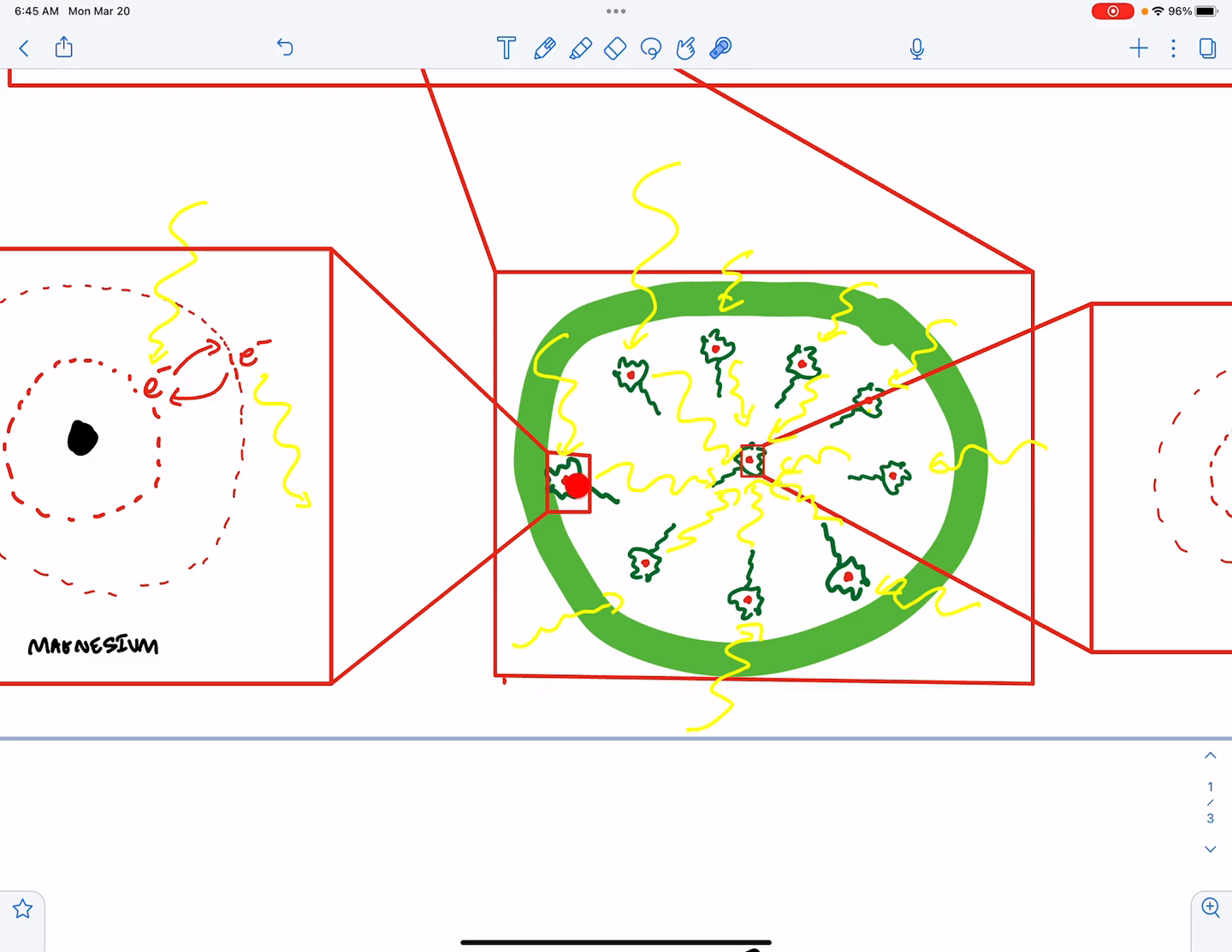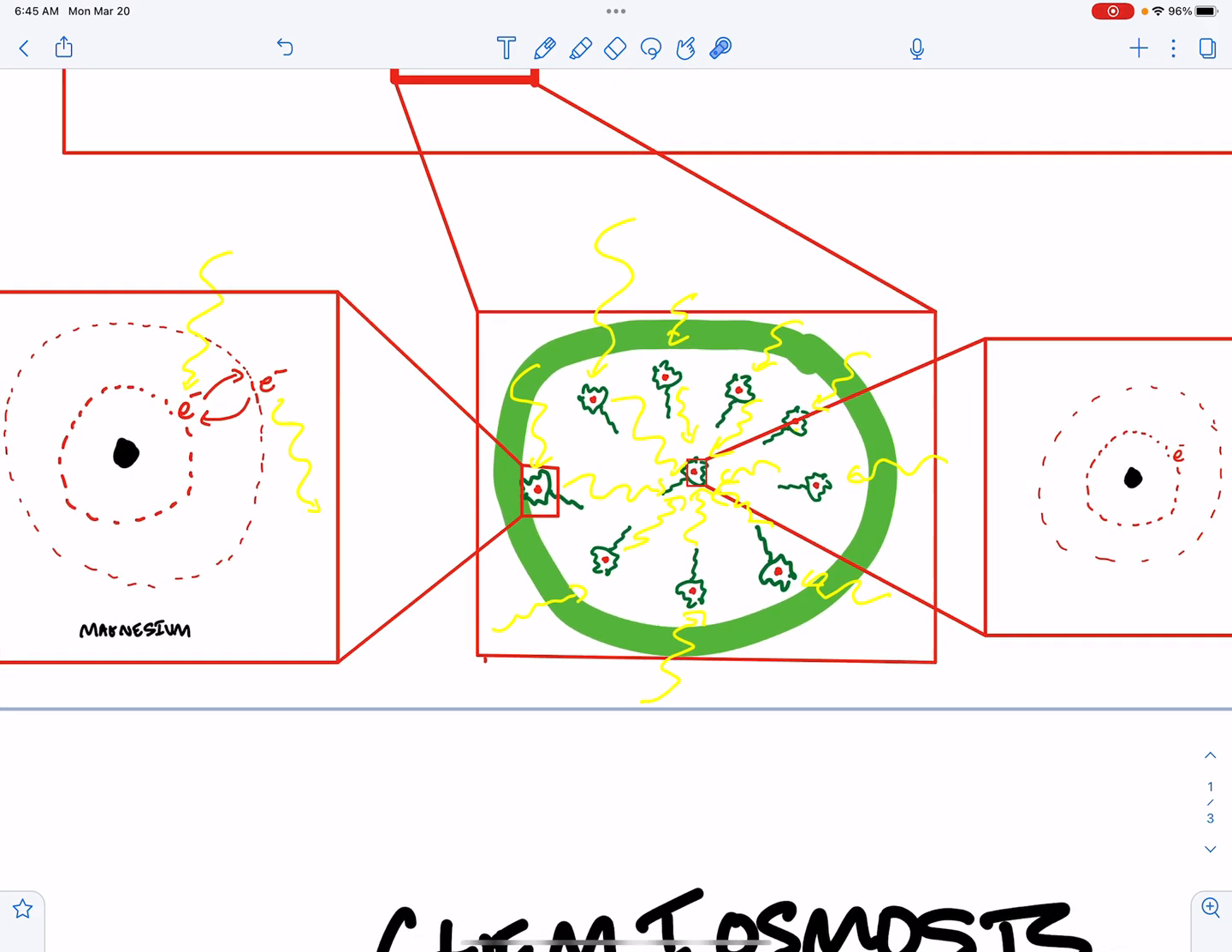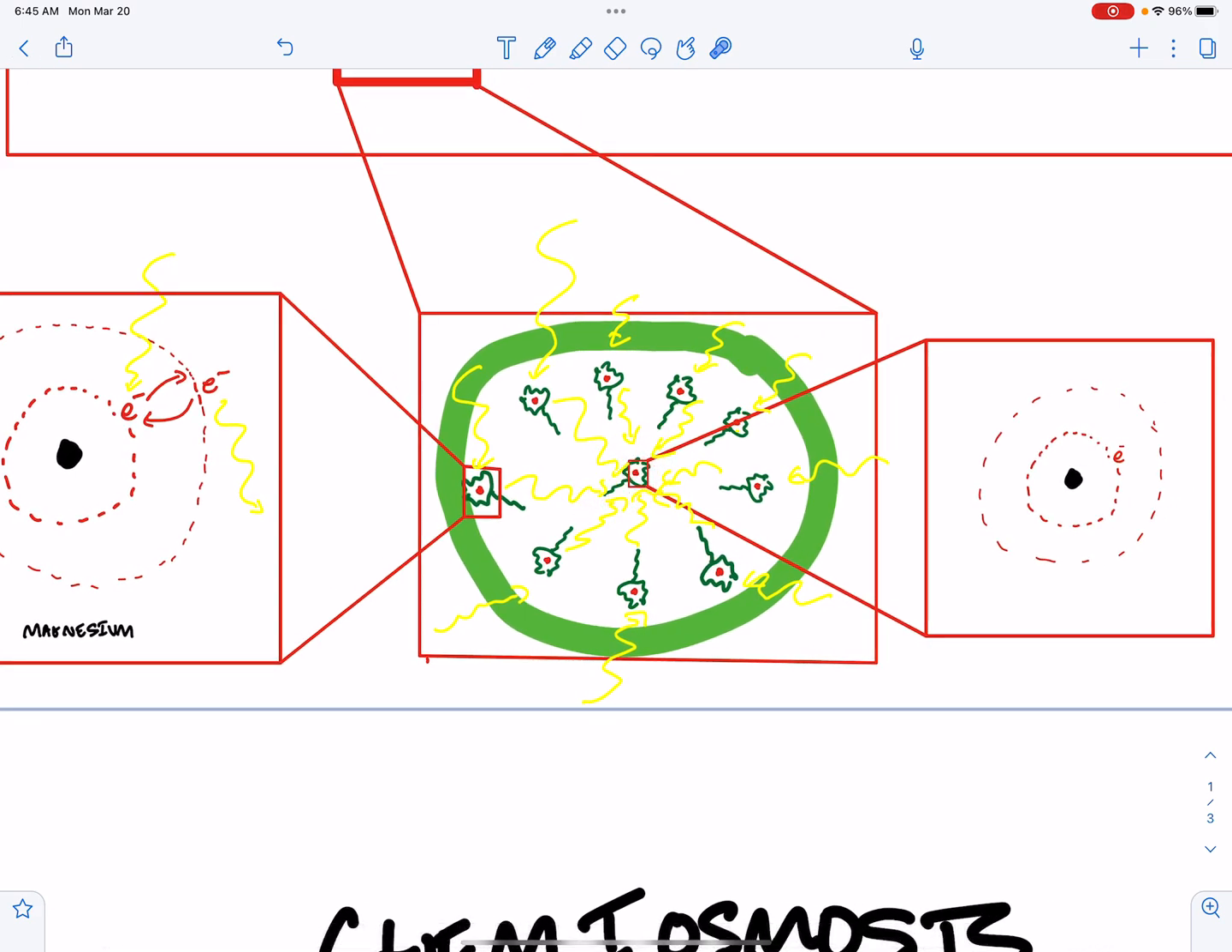There are actually multiple chlorophylls in here, so this one will pass it off to one right here, we'll pass it off to one right here, and eventually it's going to reach this center special, it's actually a pair of chlorophyll molecules here, but I've just drawn it as one. Okay, so it's acting like an antenna. Not only is this chlorophyll molecule receiving light and then channeling it towards the center, but this one is, and this one is, all of them.